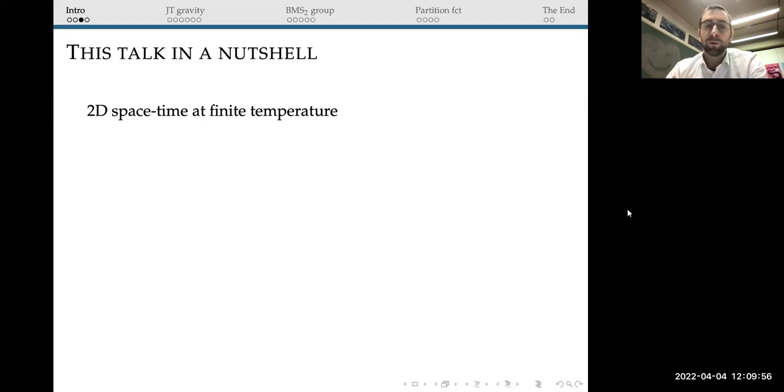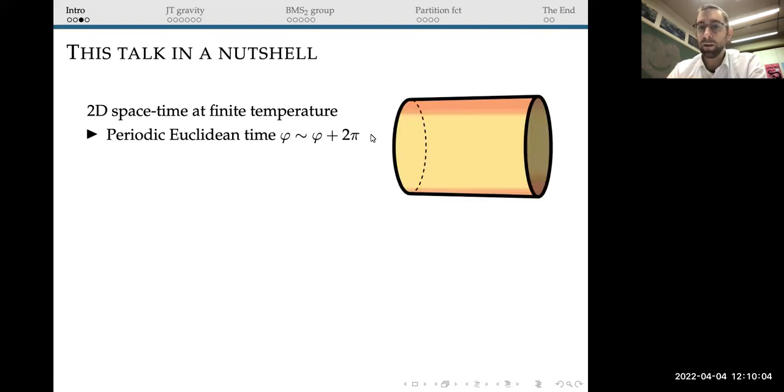Throughout the talk, I'm going to consider a two-dimensional space-time at some finite temperature so that time is going to be Euclidean and labeled by this angular coordinate phi. So you should really think of space-time as this sort of cylinder where I have a bulk which is two-dimensional with a Euclidean time that is sort of along a circle and a space direction that runs horizontally here.